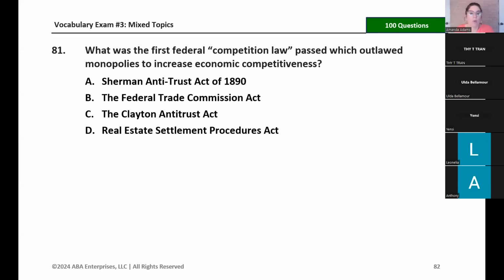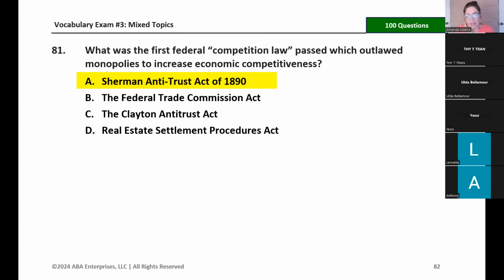Number 81, what was the first federal competition law passed which outlawed monopolies to increase economic competitiveness? What was the first one? That was A, the Sherman Antitrust Act of 1890. The Sherman Antitrust Act of 1890. Very good.